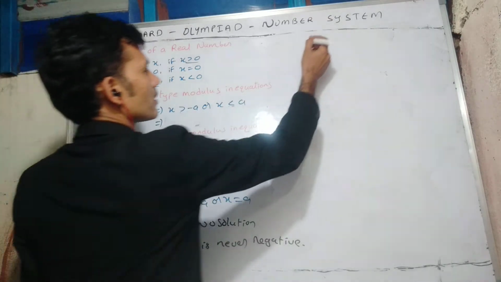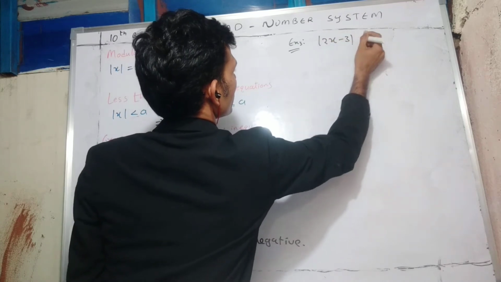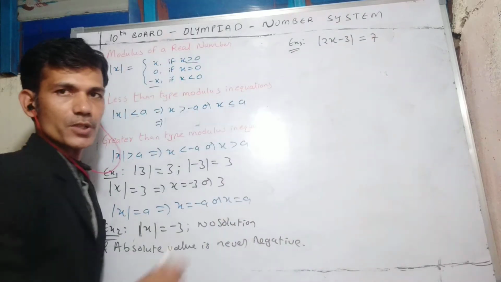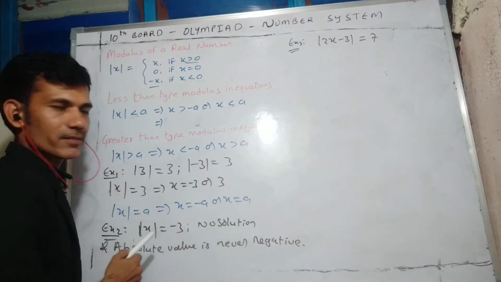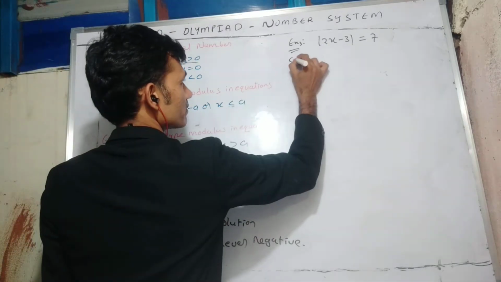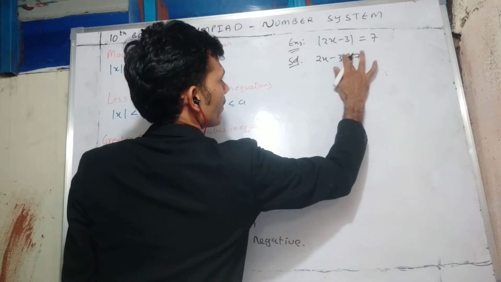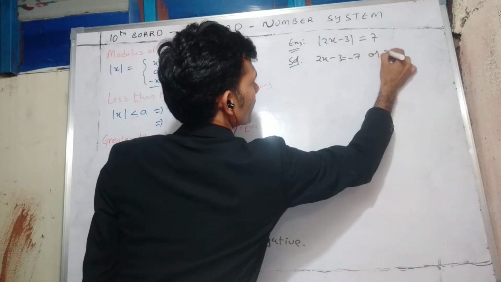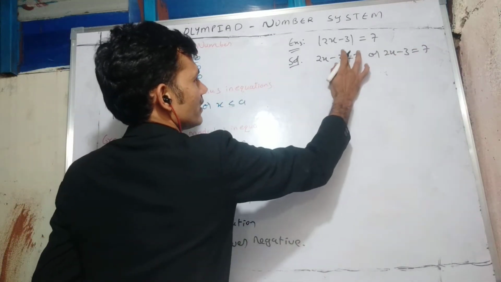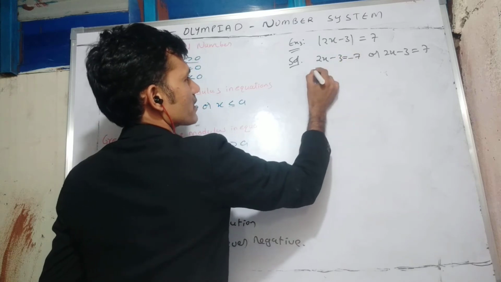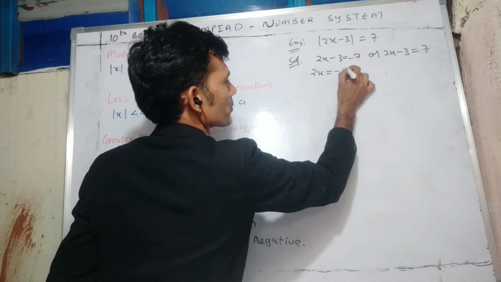Then we'll solve some more problems, like if we have given modulus of 2x minus 3 is equal to 7. How to solve this modulus equation? See, this you can use as a formula. So the inside thing can be minus 7 or plus 7. Okay, then minus 3 if you transpose to that side, plus 3. So what you will get? 2x equals minus 7 plus 3, which means minus 4 you will get.